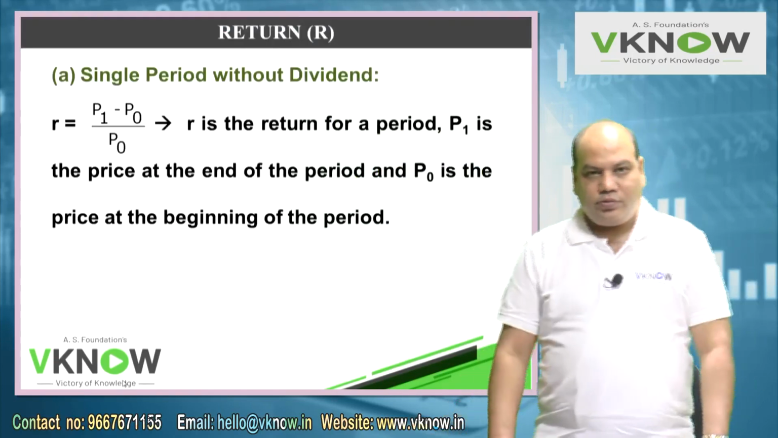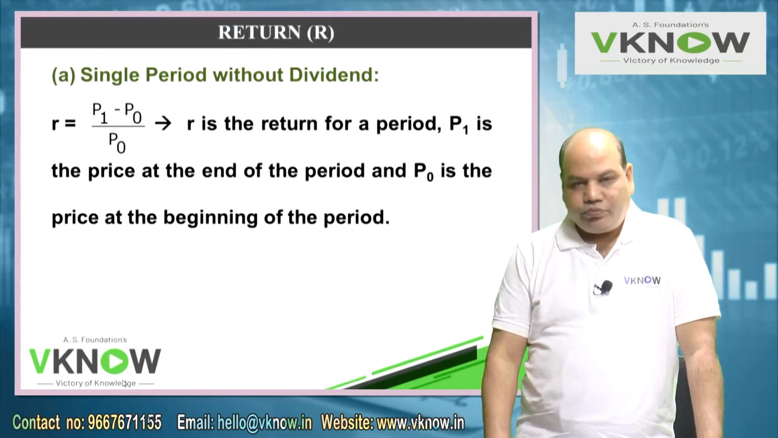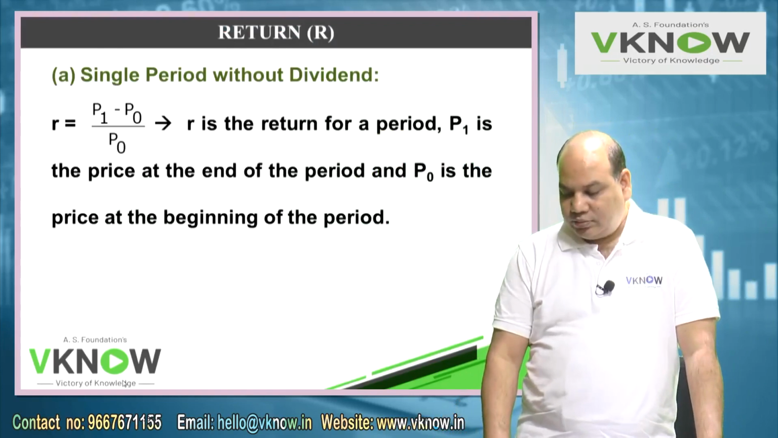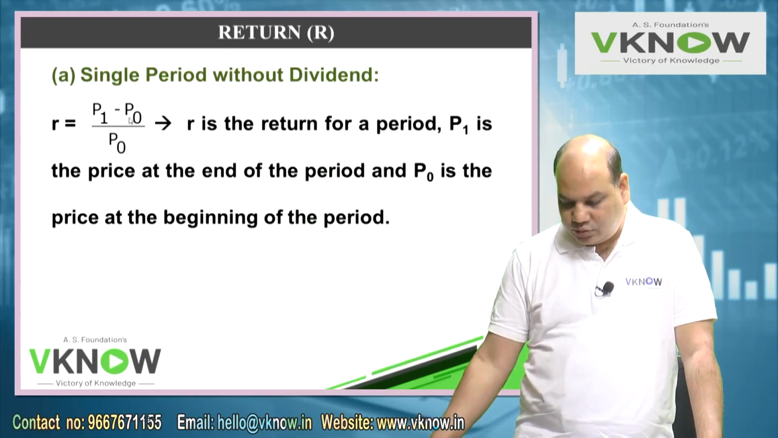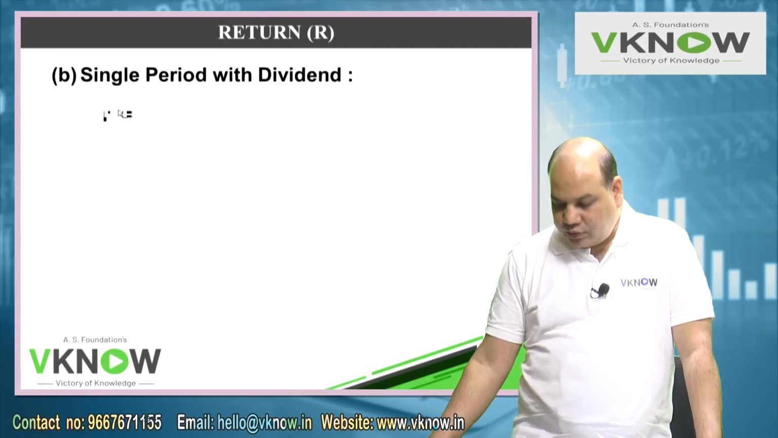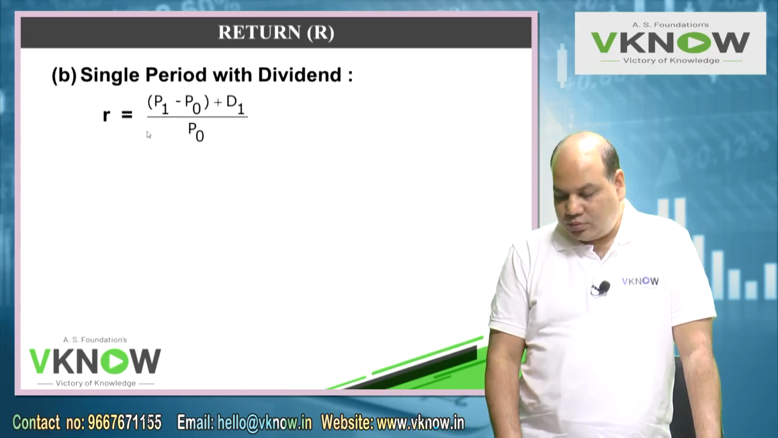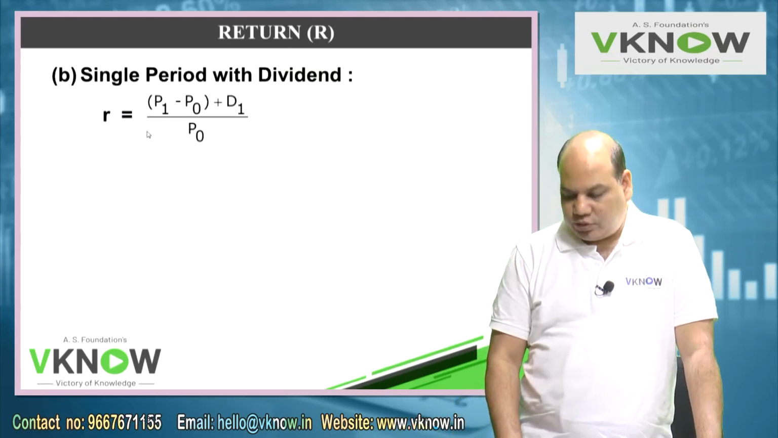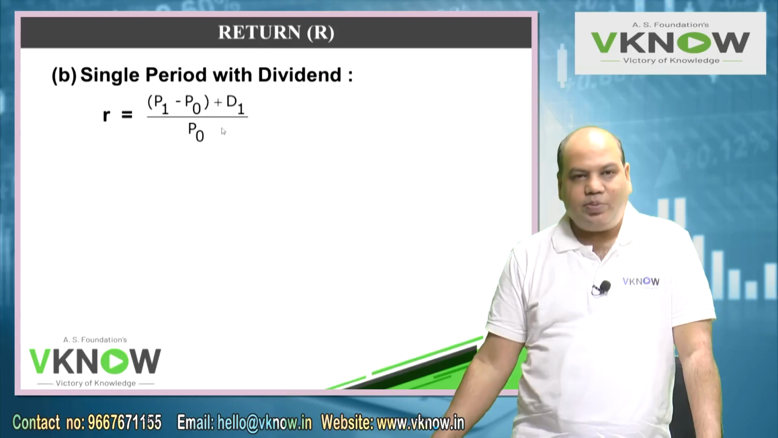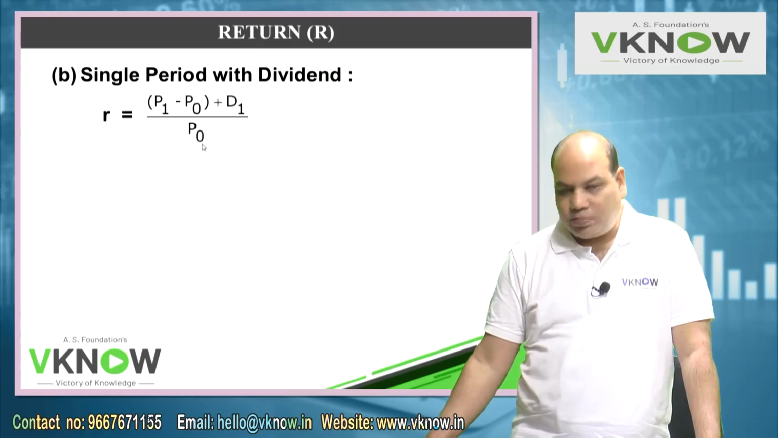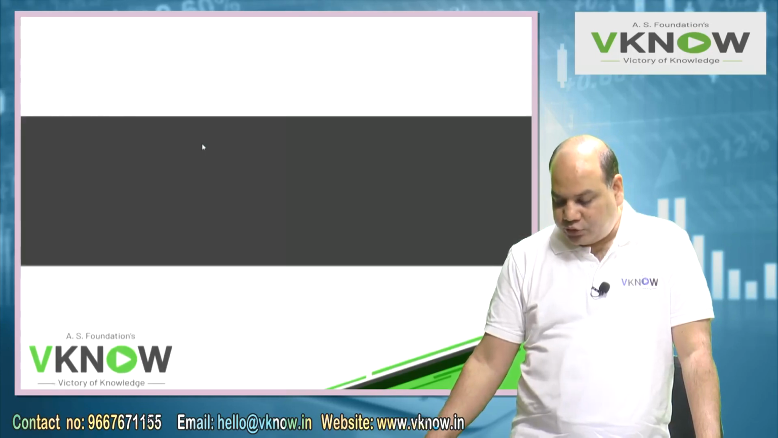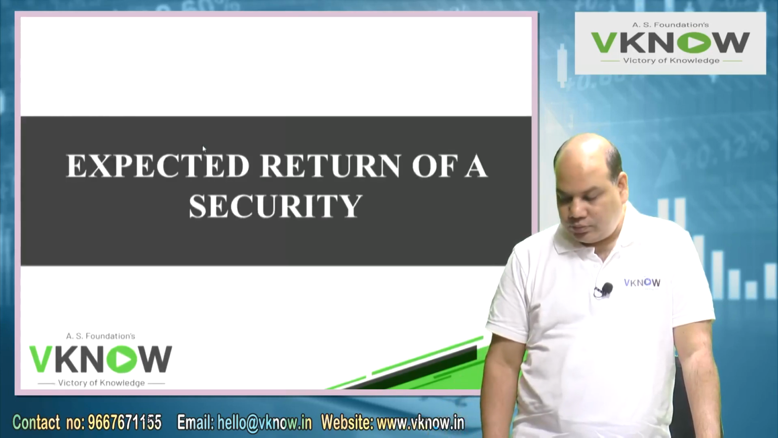So first formula is formula of return. Single period return without dividend. The formula is R is equal to P1 minus P0 upon P0. This formula we will use when dividend is not there. And when dividend is also there, the formula becomes P1 minus P0 plus D1 upon P0. And it is also called holding period return. Holding period return, a very useful formula in this chapter portfolio.